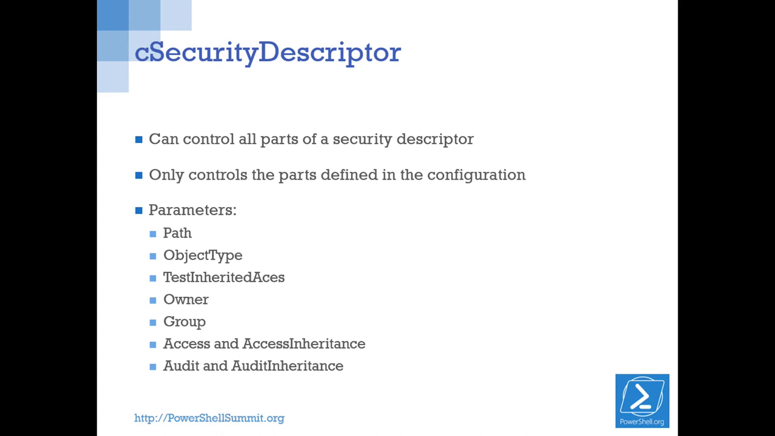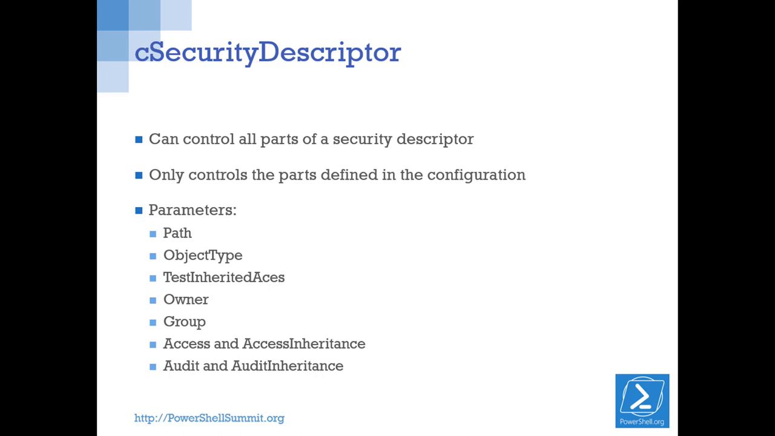So it's going to have some parameters. The first three are going to be exactly the same. These three parameters exist on all of the resources, so I'm not going to cover those very much. Same limitation on the object type. And then the owner and group, you should be able to use string representation. You should be able to put a security identifier in there if you'd like. I think they technically take strings, but the actual resources will take care of converting those, if possible, into the proper principals. And then there's an access inheritance property, and an audit inheritance property.